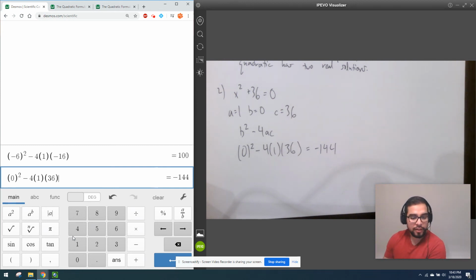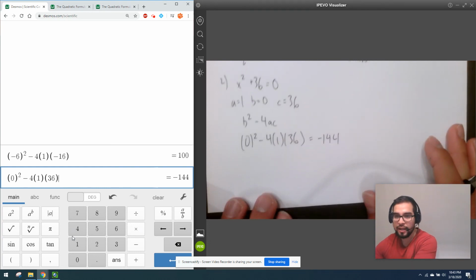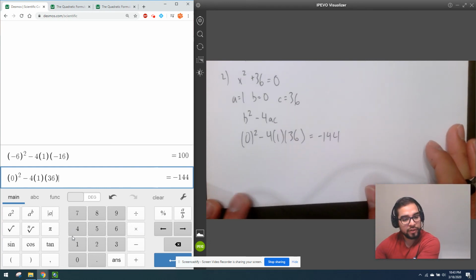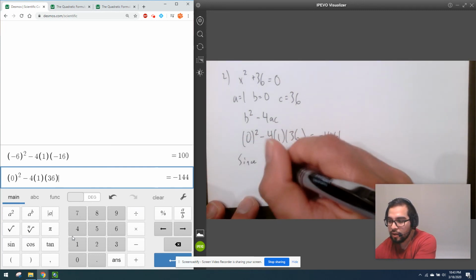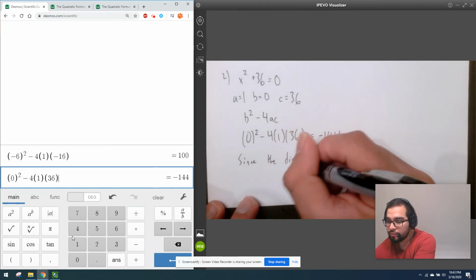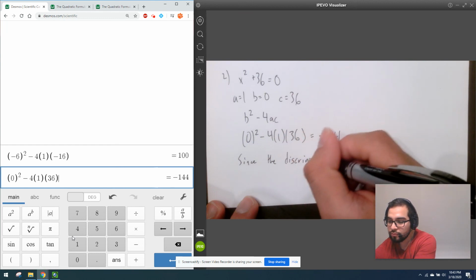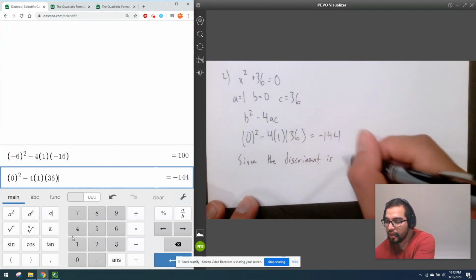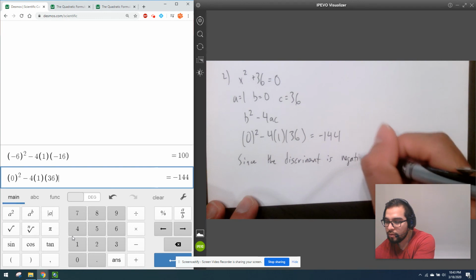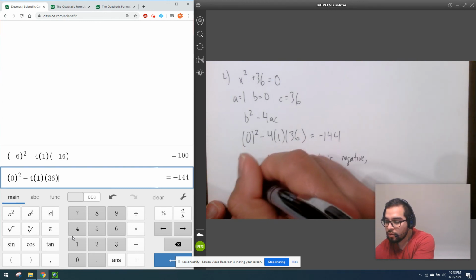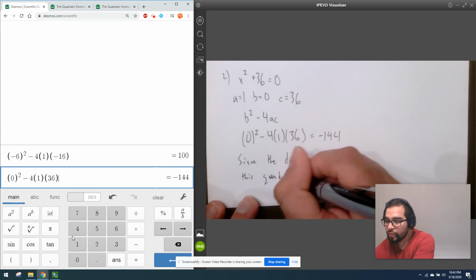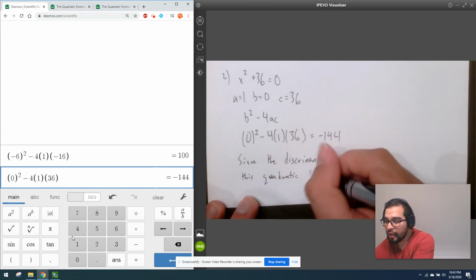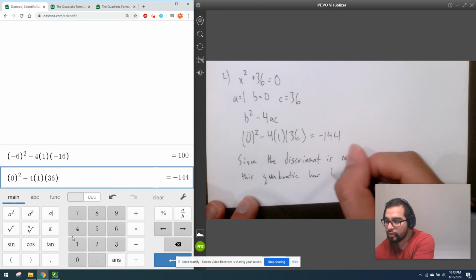Now let's state the number of solutions and the type. Since the discriminant is negative, this quadratic has two complex solutions.